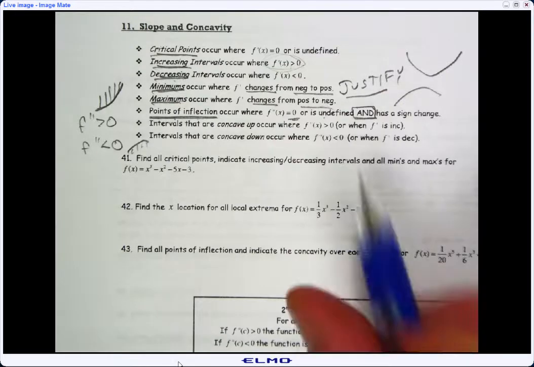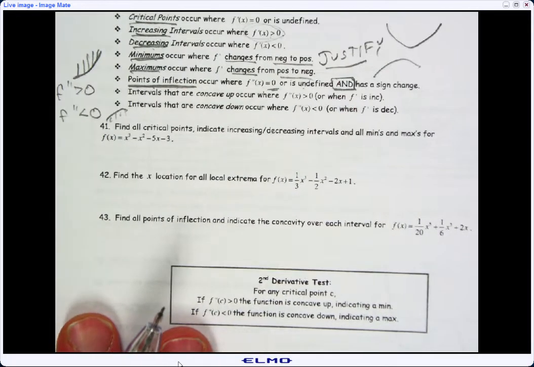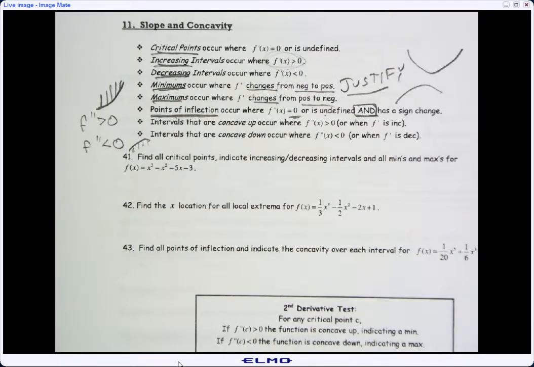We spent a lot of time on these. I will work on an answer key to have so you can check this later on. I'm just giving you the brief overview.